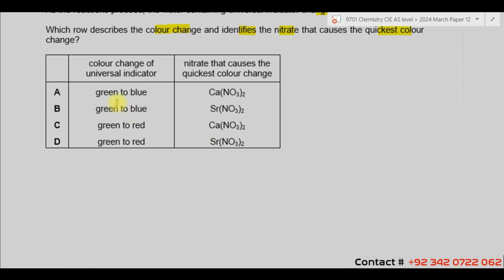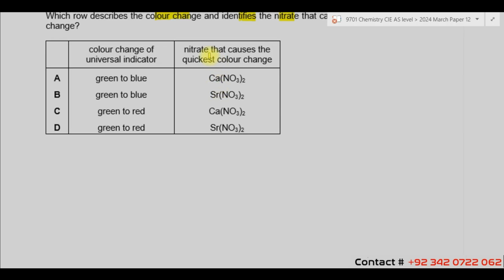So the color change is green to blue, and we have, let's see which one is quickest. So in universal indicator, green color represents a neutral solution. As water was neutral before, so it was green. Then blue means basic solution. And we have red color means acidic solution.